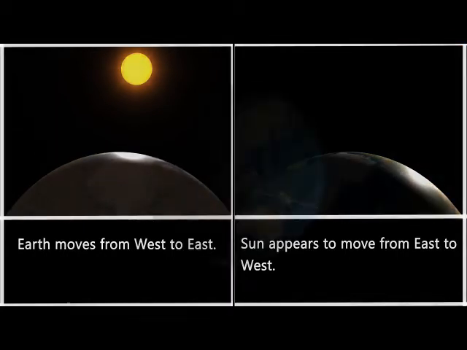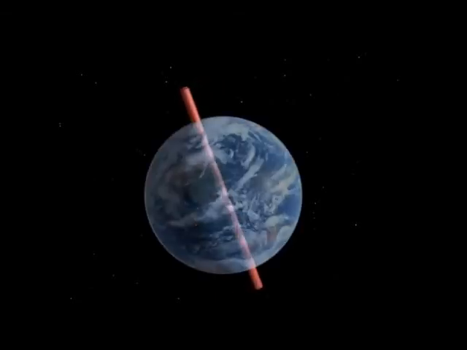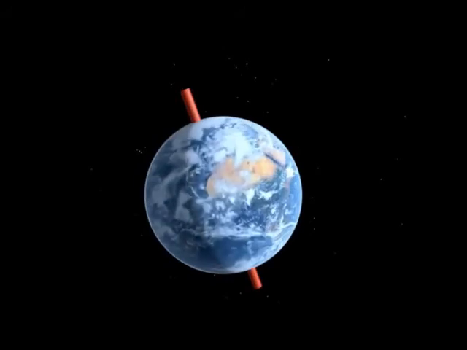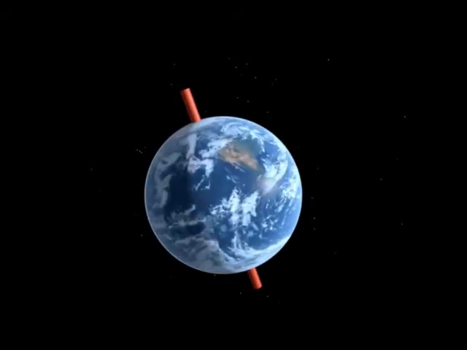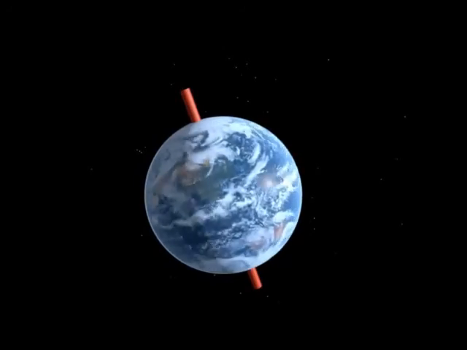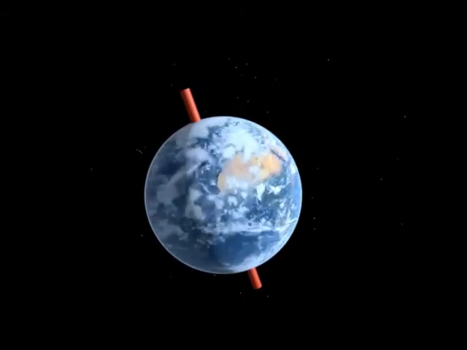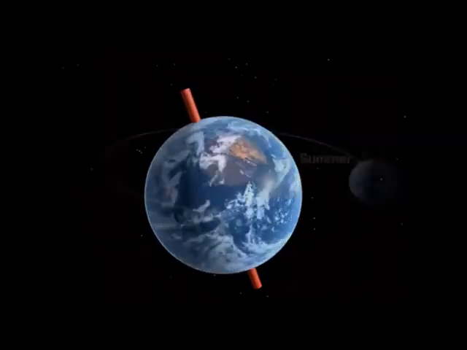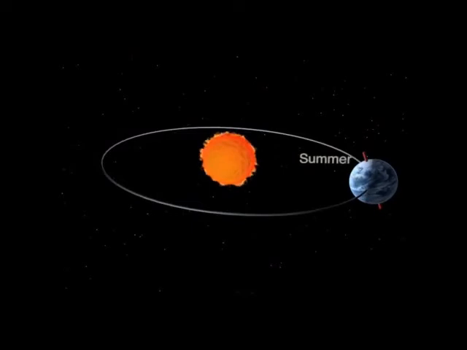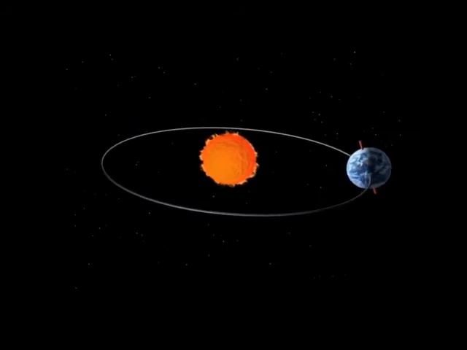Revolution. As the earth rotates on its own axis, it also moves round the sun along a fixed path. This fixed path of the earth round the sun is called orbit. It is oval in shape. The movement of the earth round the sun along its orbit is called revolution.